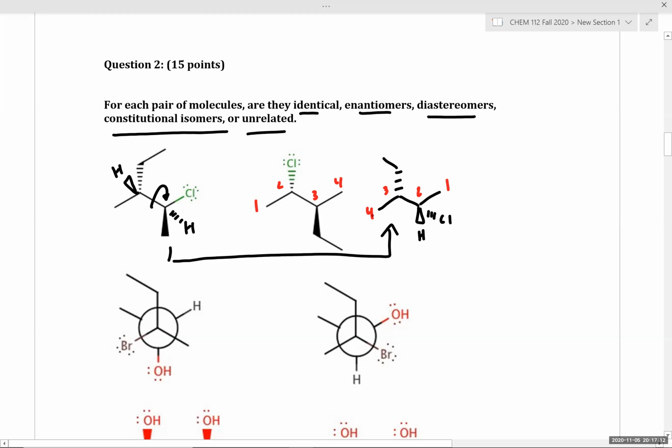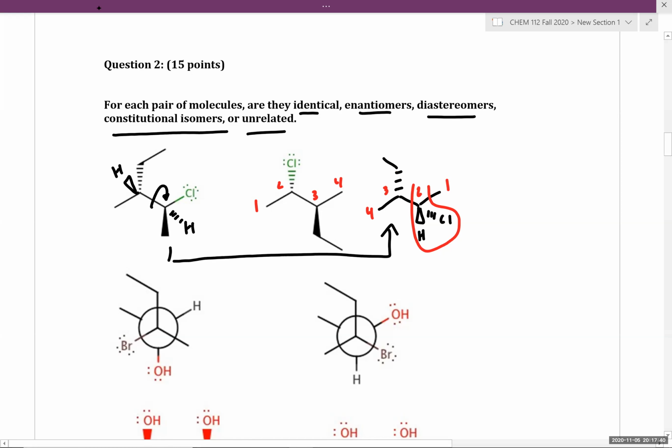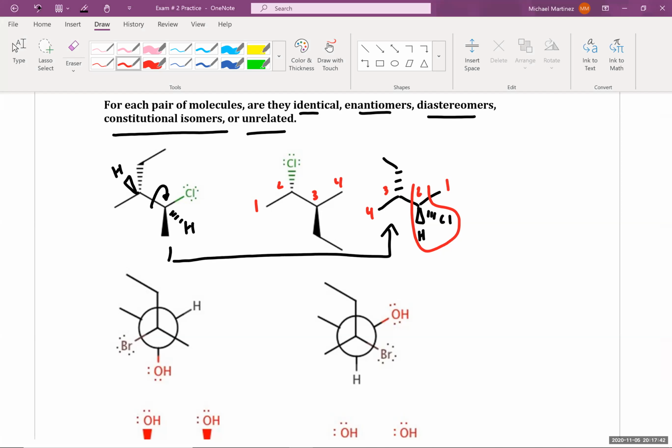Is the connectivity of these molecules the same? Yes, it is. We have a chlorine at the 2 position, and we have an ethyl group at the 3 position. So we're going to have to keep going with our analysis, and we're going to have to do a few more rotations.